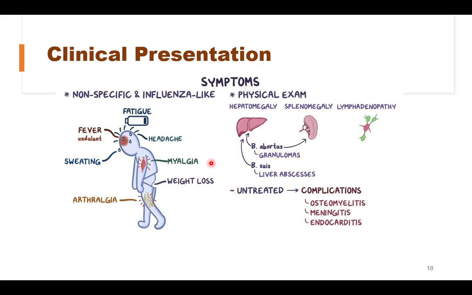So clinical presentation, the symptoms, like I said, they're non-specific. They may be flu-like. So fatigue, I feel tired.